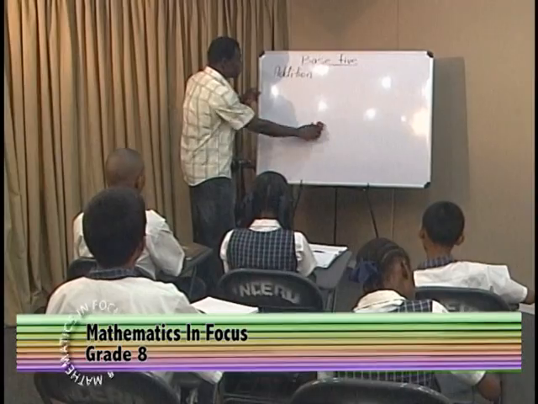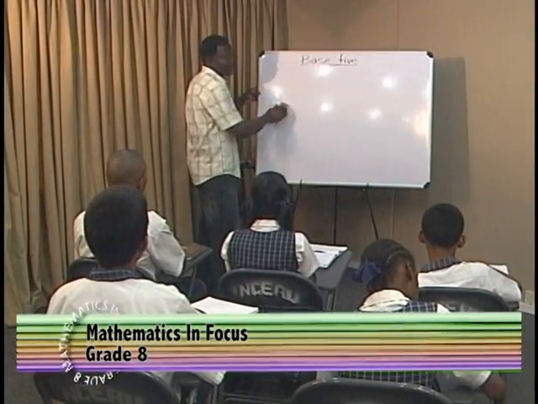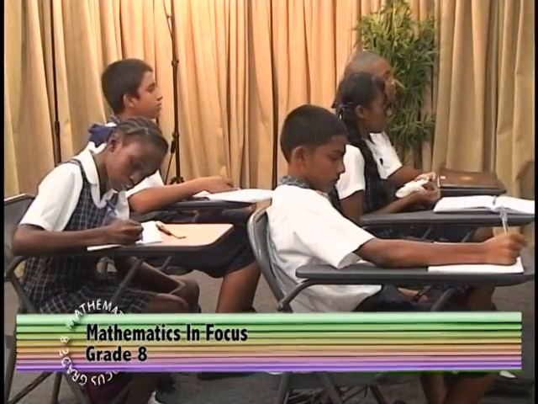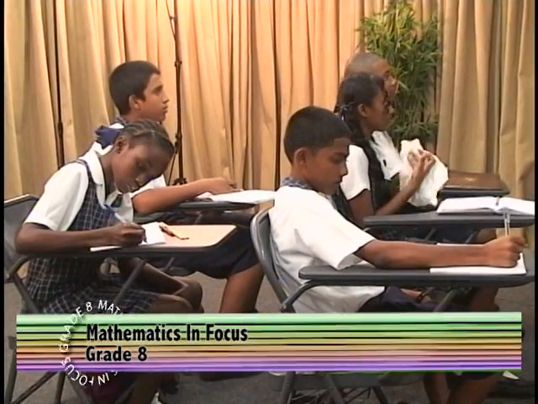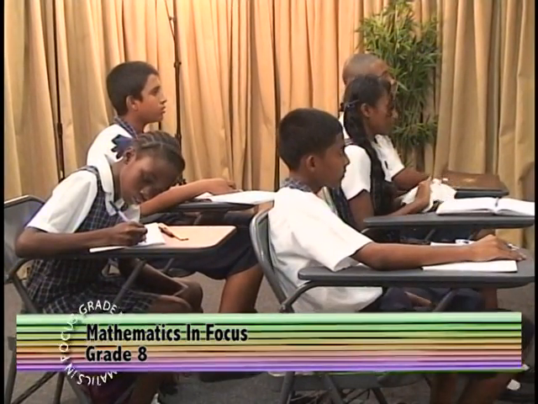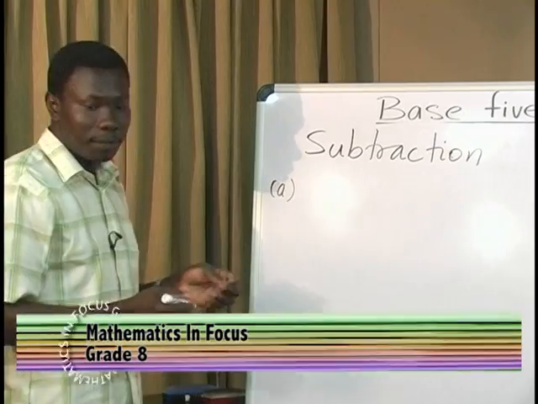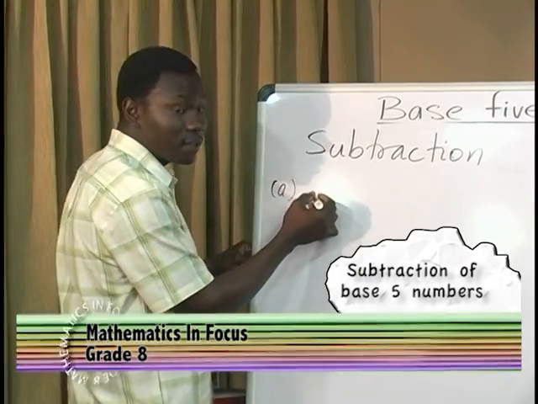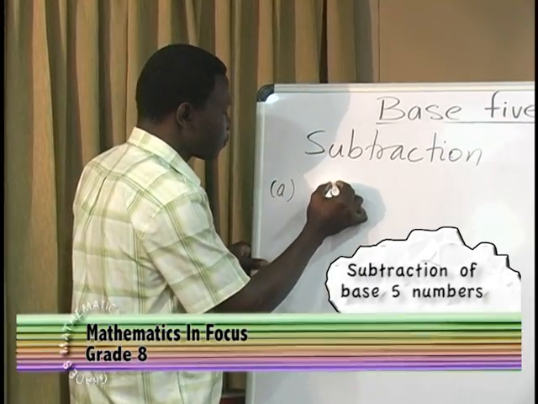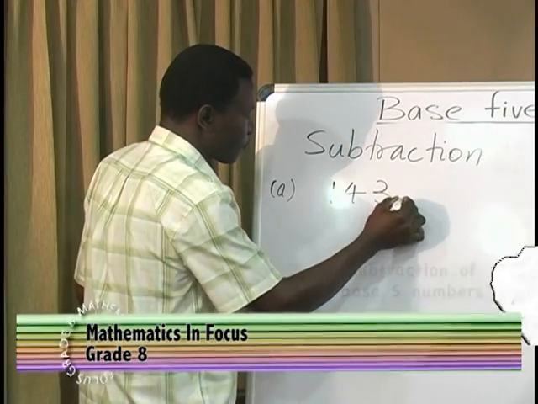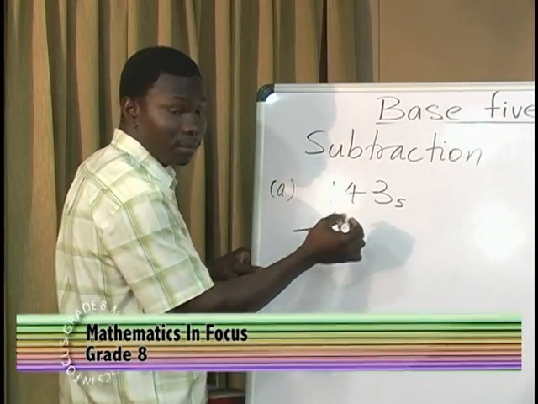Good, so we're going to do some subtraction now. But we're going to do subtraction in base 5, not in our base 10, which we do. So let us start with an example here under subtraction. And let's say you have these numbers to subtract, and you're subtracting from this here.